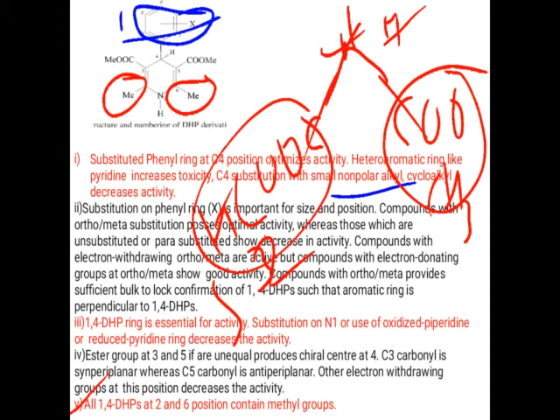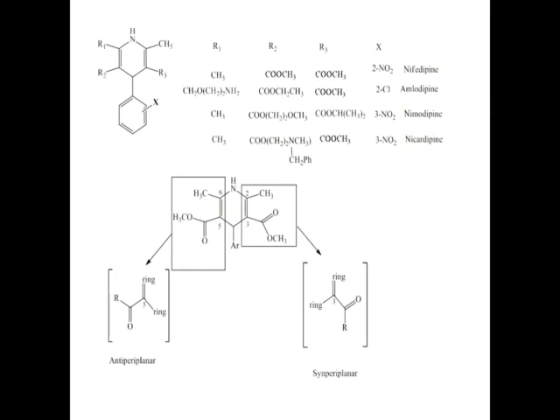If it is reduced, or if the hydrogen is replaced with any other group, it will decrease the activity. Then if the ester groups which are present are different, the drug has a chiral center. At that time, C3 has the syn periplanar and C5 has the anti-periplanar structure. Other electron withdrawing groups will decrease the activity. And regarding the methyl group, there must be a methyl group at the second and sixth position to show better activity.